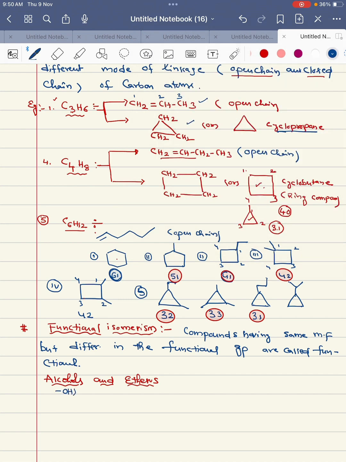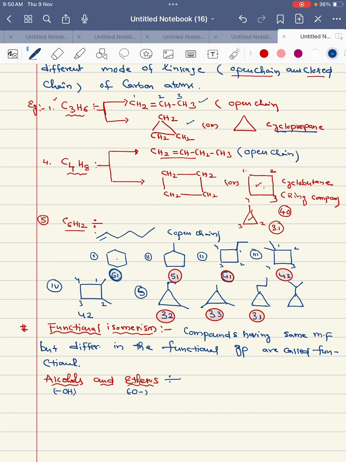What is the functional group in alcohols? OH. What is the functional group in ethers? It is called O. Compounds having the same molecular formula but a different functional group are called functional isomers. In alcohols, the functional group is OH.